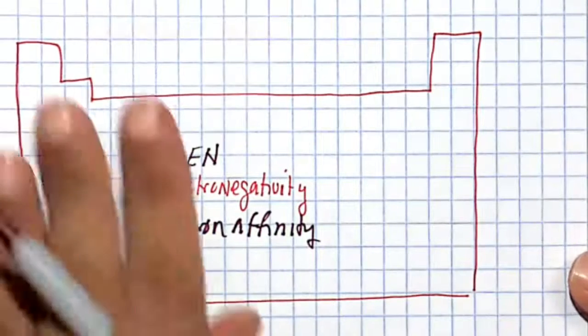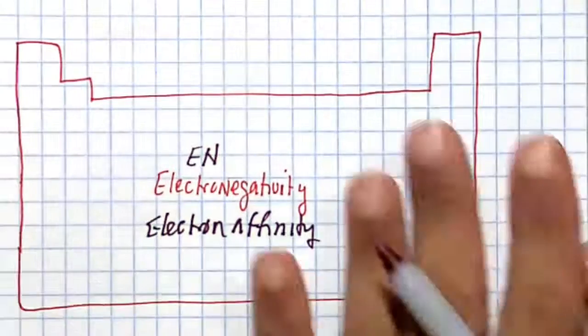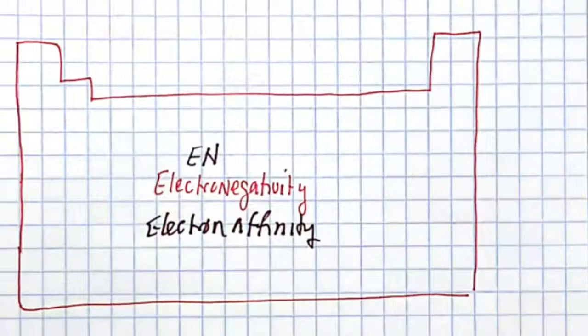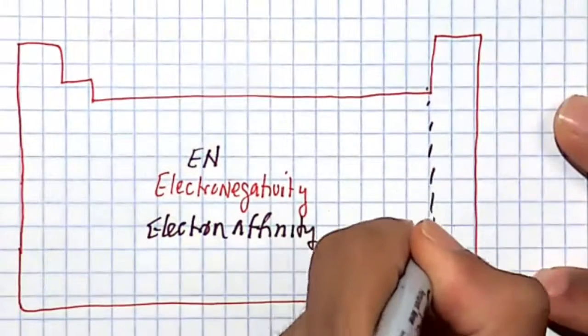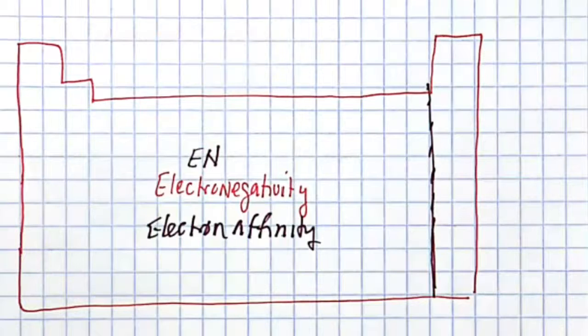To be frank, most of the elements here like to give away electrons, so they're not really electronegative, whereas most of the elements here like to take electrons. They like to grab electrons and have a larger electron affinity. And obviously the noble gases have a full shell of electrons, so they're inert and noble.